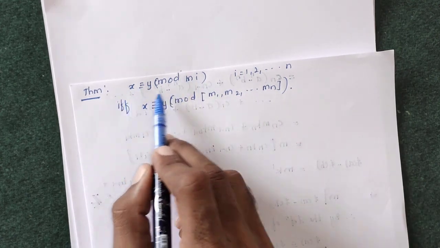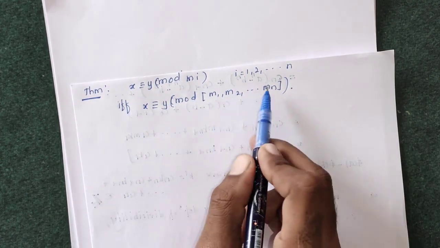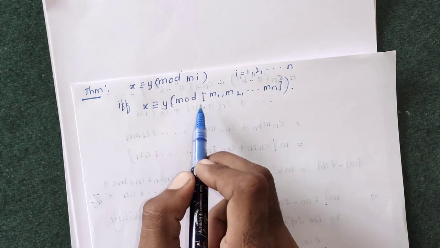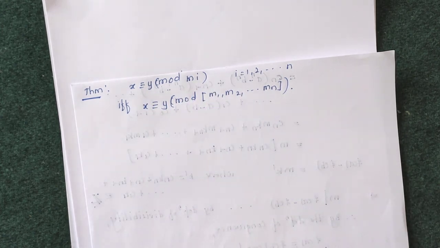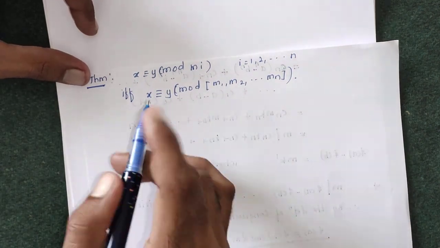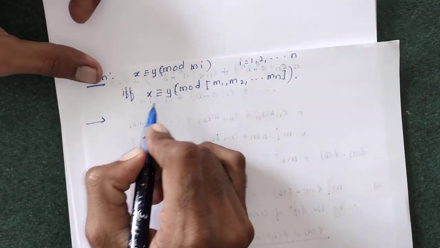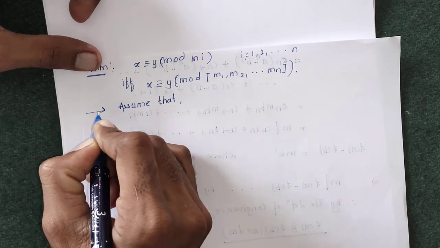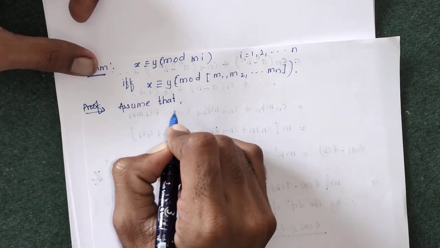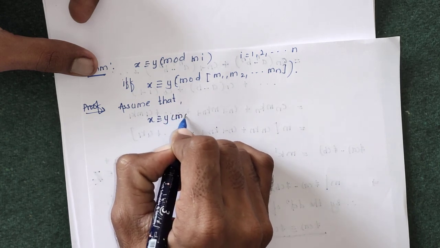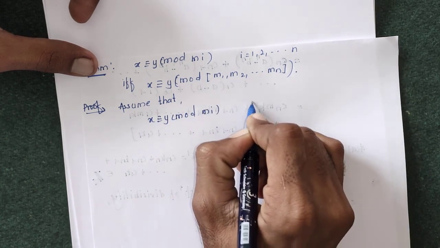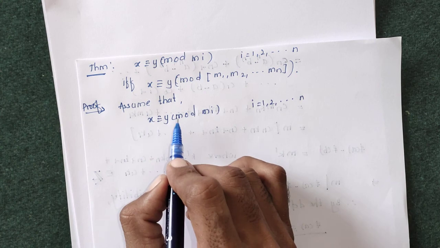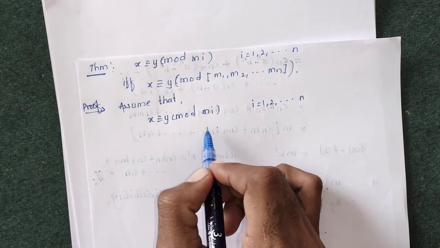First of all, you have to prove that if x is congruent to y modulo mi, then x is congruent to y modulo the LCM of the mi, and secondly we are going to show the converse. So the first part of the proof: assume that x is congruent to y modulo mi, i running from 1 up to n, that is x is congruent to y modulo m1, m2, up to mn.